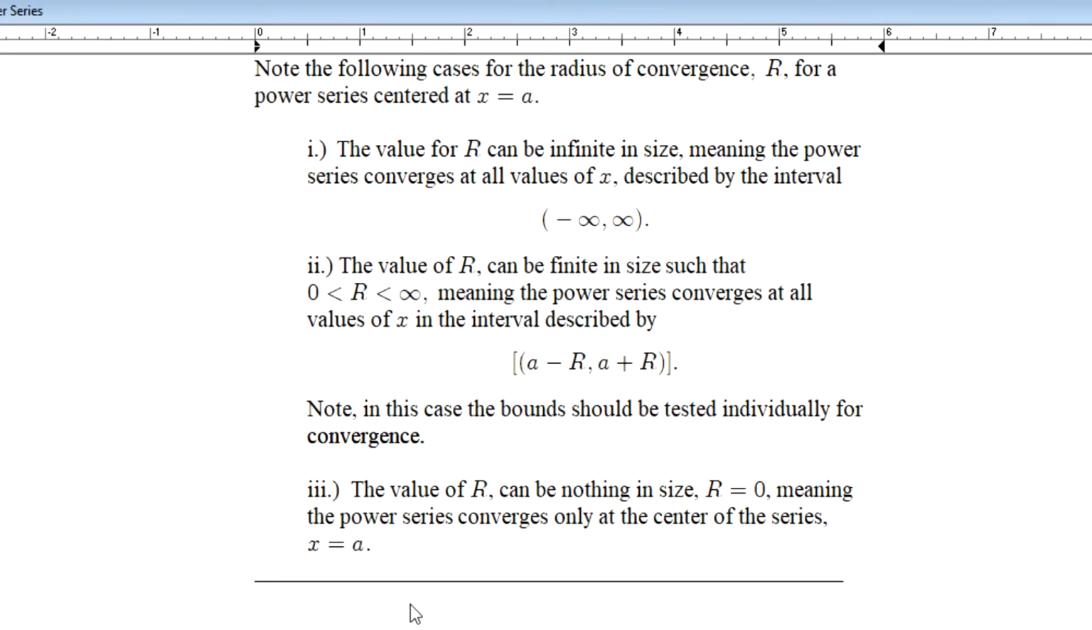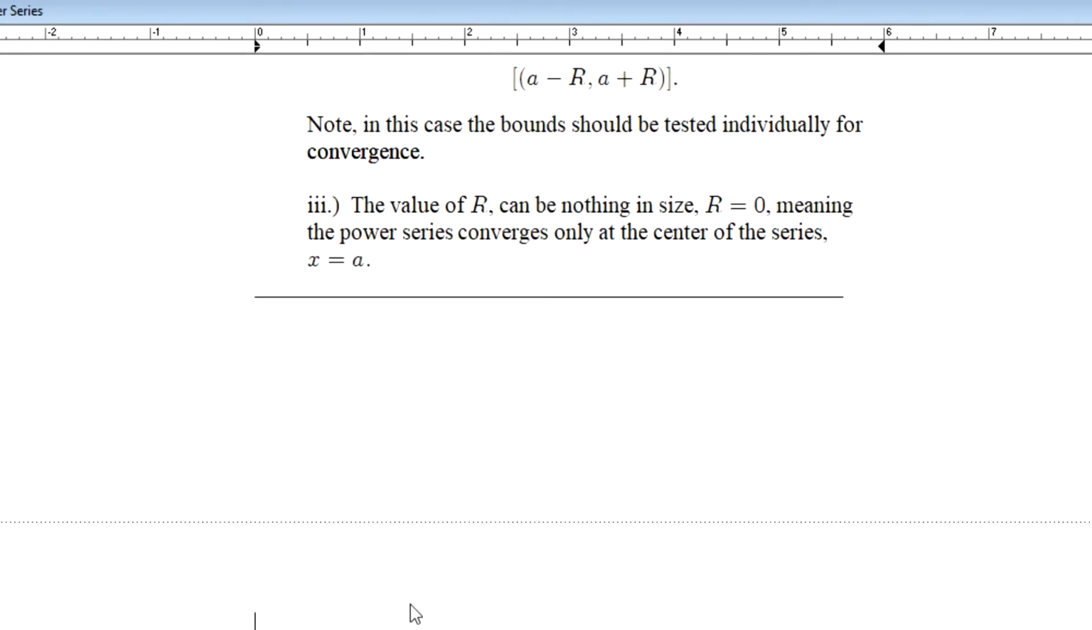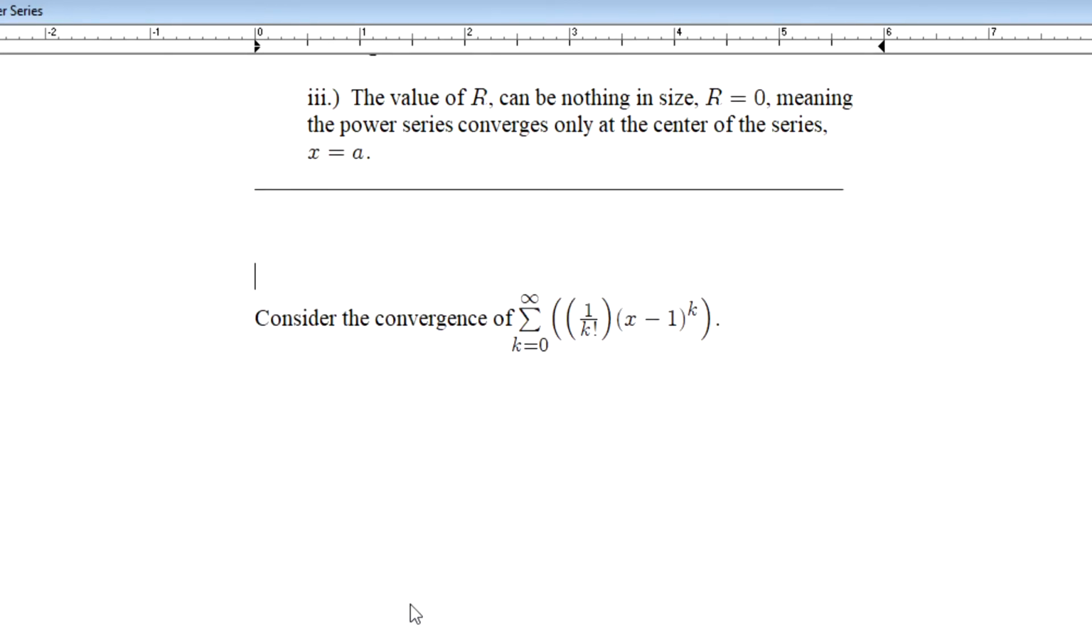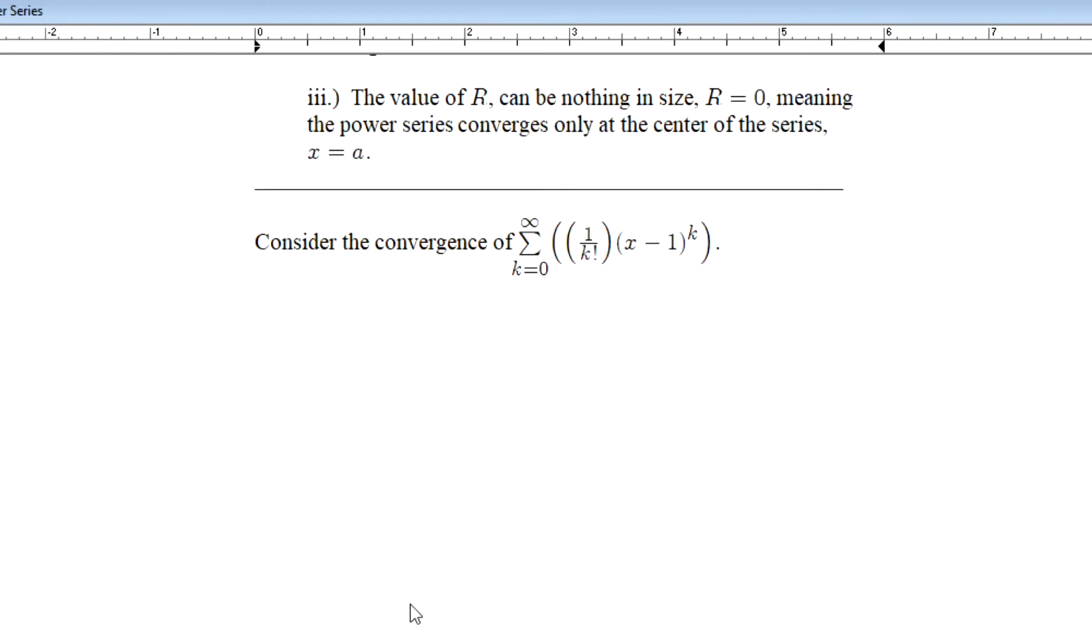All right? Let's look at one more example here, another quick one. Let me bring this up into view. Let's consider the convergence of this series here. This power series. If we consider the convergence of this power series, notice it is a power series.